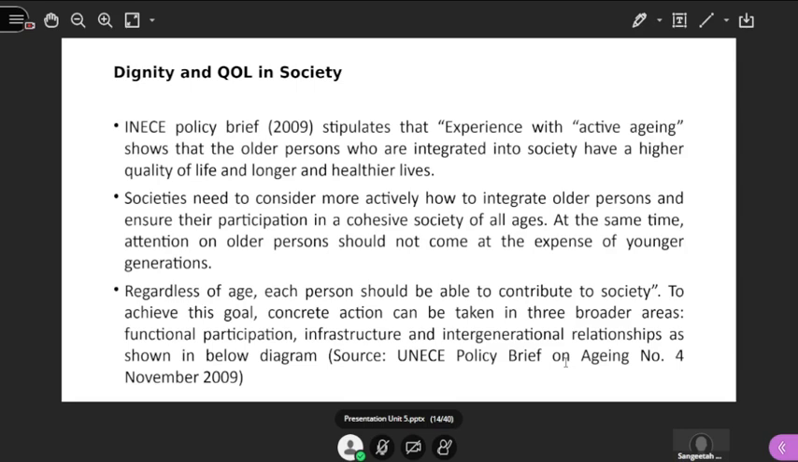At the same time, attention on older persons should not come at the expense of the younger generation. So regardless of age, guys, each person should be able to contribute to society. To achieve this goal, concrete action can be taken in three broader areas.